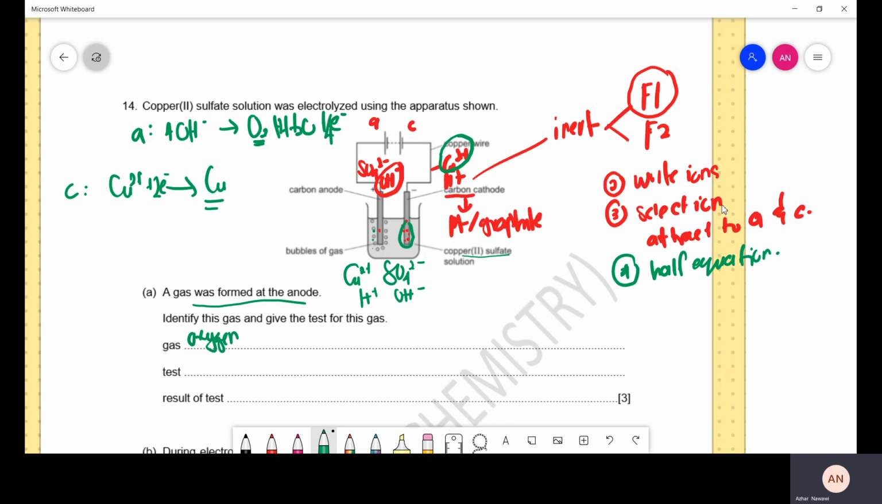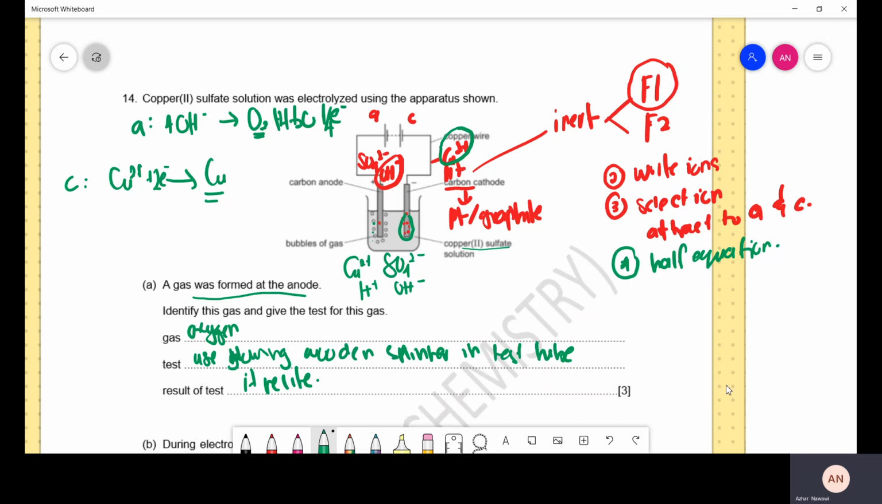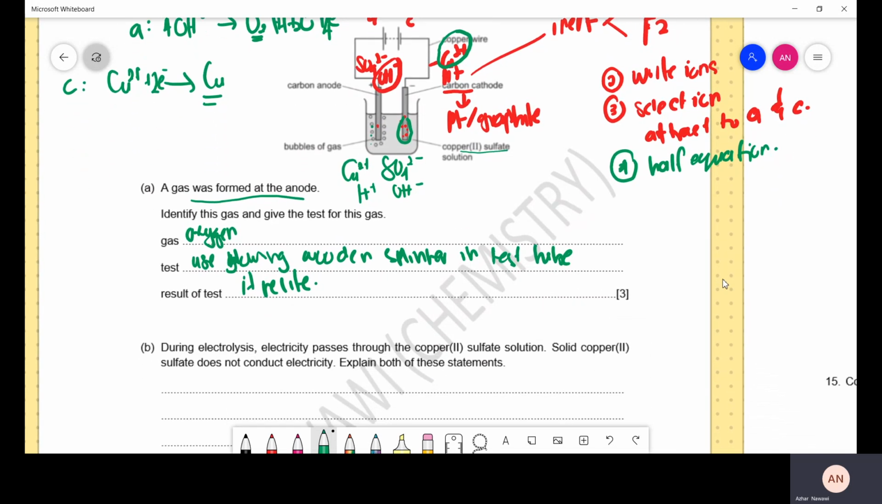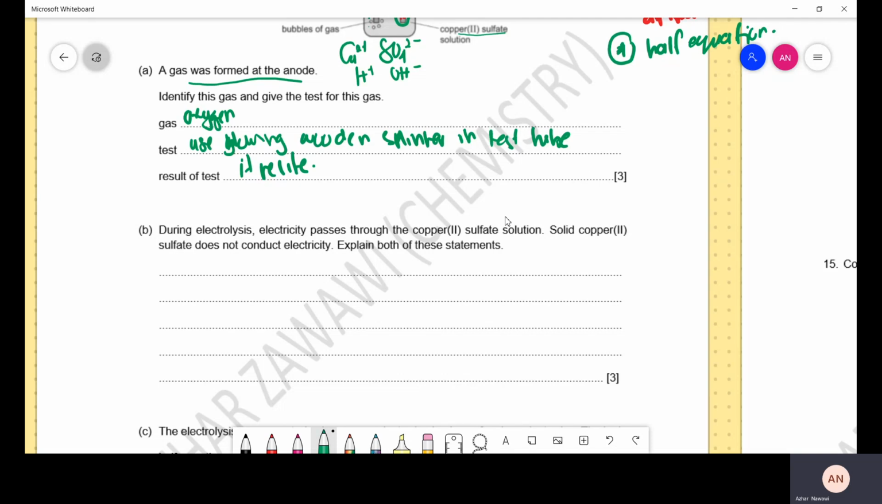How do you test oxygen? It is already in the module: use a glowing wooden splinter in a test tube. What happens? It relights. The burning wooden splinter will relight. Very easy, right? Next: during electrolysis, electricity passes through the copper sulfate solution. A solution means it has water. Solid copper sulfate does not conduct.